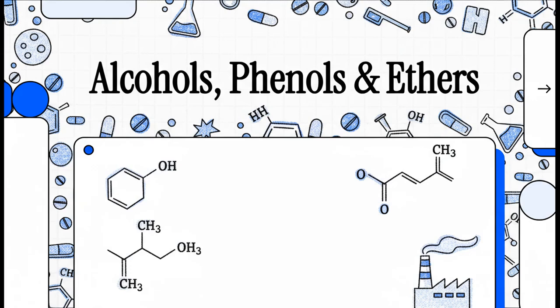All right, welcome. Today, we're going to unlock the blueprint for one of the most important families in organic chemistry. Seriously, these molecules are everywhere, from medicine cabinets to huge industrial plants. And we're going to break down exactly how we can identify them, build them, and even transform them.